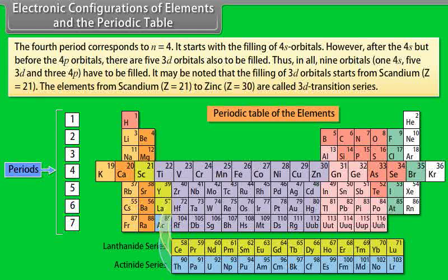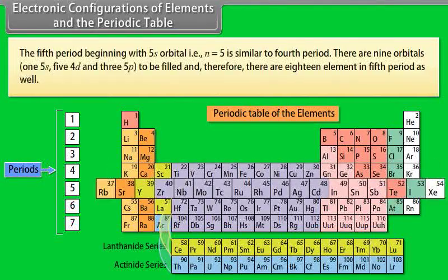3d transition series. The fifth period beginning with 5s orbital, that is, n is equal to 5, is similar to the fourth period. There are 9 orbitals, 1 5s, 5 4d and 3 5p to be filled, and therefore there are 18 elements in the fifth period as well.